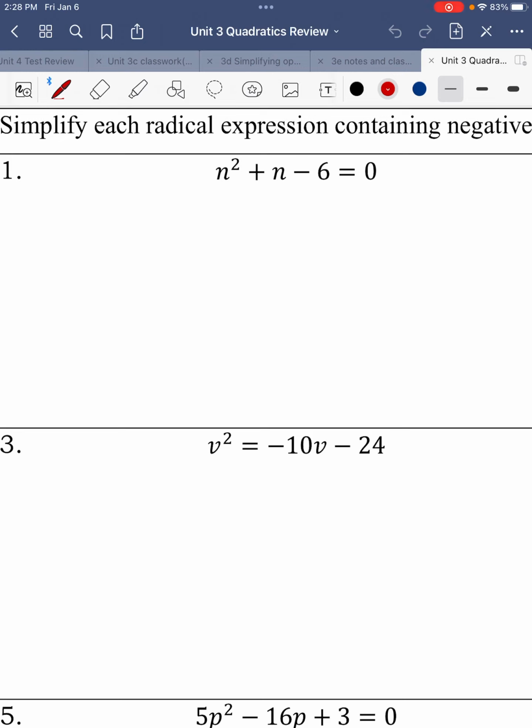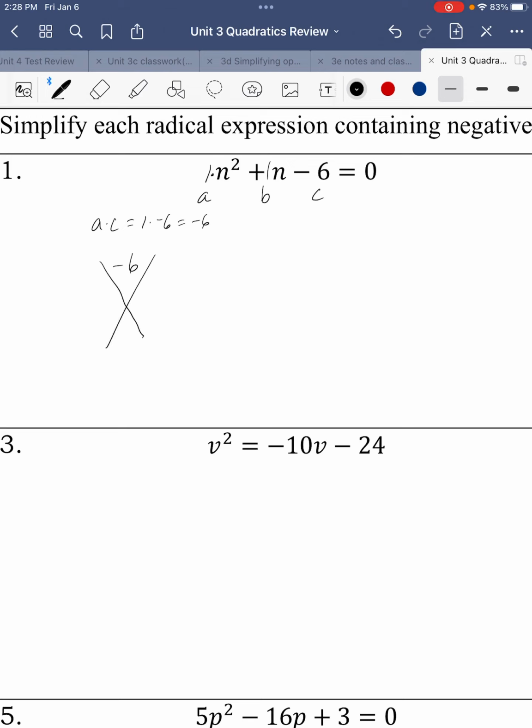And with factoring, we need to move all the terms to one side, which in number 1 we already have all the terms to one side. We're going to do A times C that are going to add to B. So A times C equals 1 times negative 6, which is negative 6.